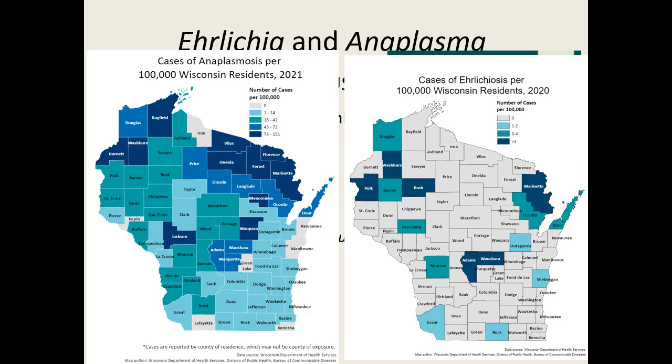I think I found actually two maps. This is 2020 and 2021, the most recent. The darker the blue, the more cases there are. This is showing the number of cases per county in Wisconsin of anaplasmosis and ehrlichiosis. Generally for this one, the farther north you go, the higher the number of cases seems to be. But we do have them around here.